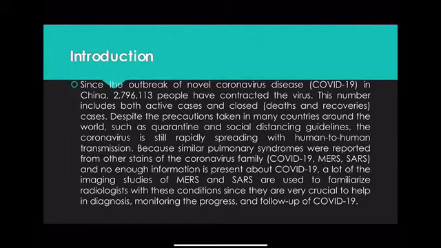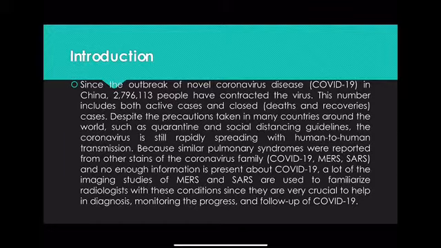It infected 2,796,113 until today. This number includes both active cases and closed cases, which include deaths and recoveries. Despite the precautions taken in many countries around the world, such as quarantine and social distancing guidelines, the coronavirus is still rapidly spreading with human to human transmission.